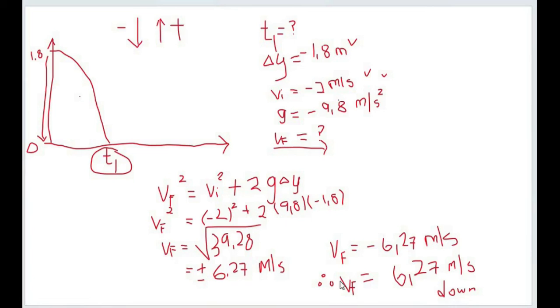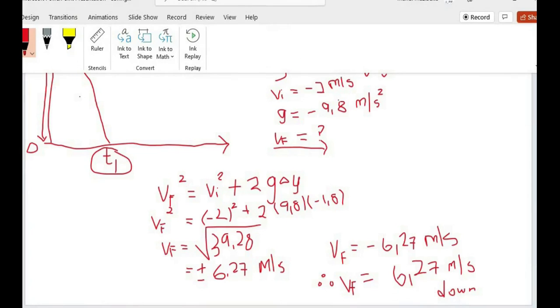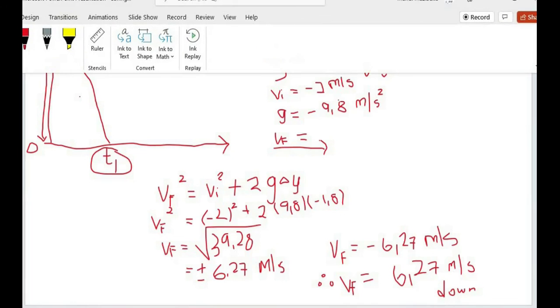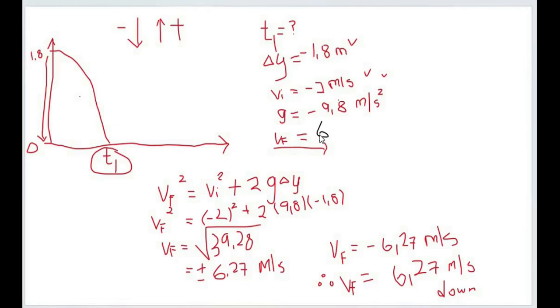So now we have VF, right? Let me just remove this. So now we have VF, and the value of it we just calculated. It's 6.27 meters per second. And because it's going down, your object is being projected down, it's going to be a negative. And now we need to find the time t.